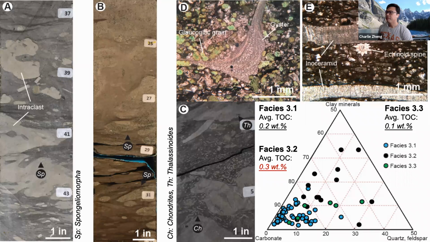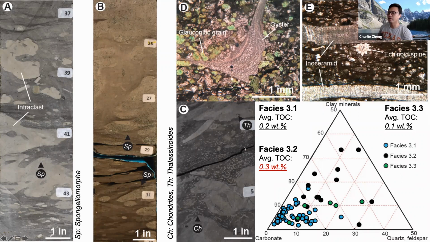And then next, phases 3.2 and 3.3. Figure A here shows the classic phase 3.3, the event bed, which is composed of intraclasts in the flow, and we have firmground burrows contained in the intraclasts. Sometimes the firmground can appear like this. The Spongeliomorpha produced the burrow, dug down into the substrate, and then the glauconitic grains were piped down into these firm or semi-lithified burrows.